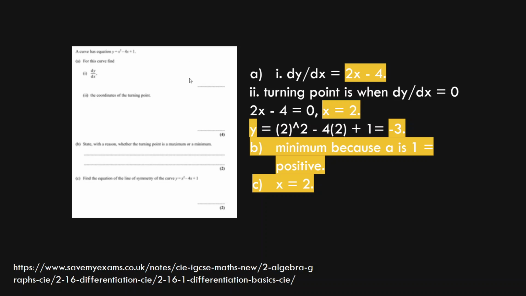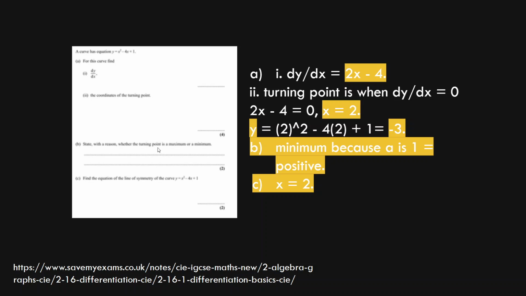And so the coordinates of the turning point is when dy over dx is equal to 0. We equate the function that we found before to 0, and we get x is equal to 2. And then we can't forget to find the y, so we substitute x is equal to 2 back into the original function, and we'll get y is equal to minus 3. And so you have to represent this in complete coordinates.